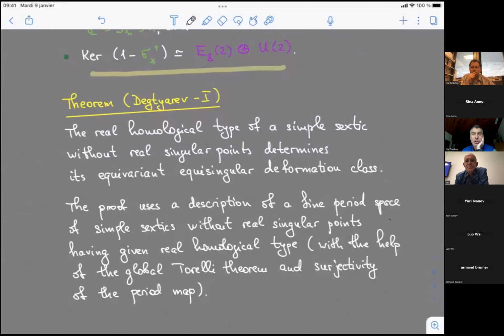Can you write equations for those sextics? For some of them I can, not for all of them. In principle, as you know, this approach where period spaces is somehow orthogonal to equations, so it's difficult to get the equations out of this approach, but for some of these curves I can write equations.